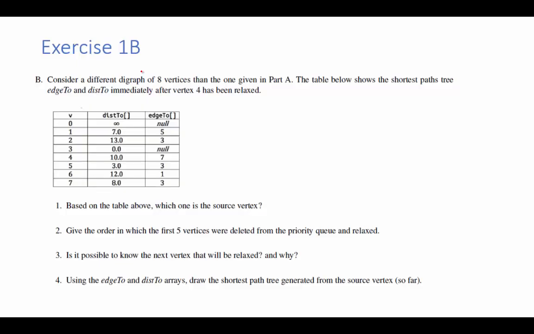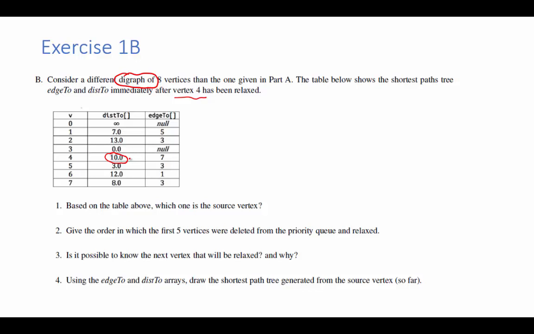Okay, now let's take a look at exercise 1b. This is also related to Dijkstra's algorithm. In this problem, we're given a digraph of 8 vertices, but we do not know the actual graph. So what we have is the distanceTo and edgeTo arrays after the vertex 4 has been relaxed. So this was the last thing that was relaxed. This means that anything that came before that must have been relaxed before that.